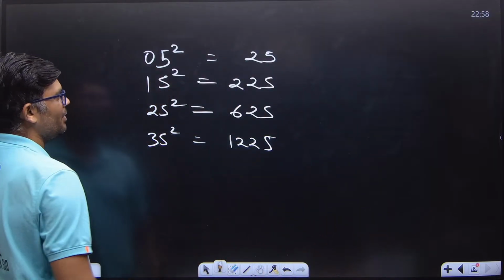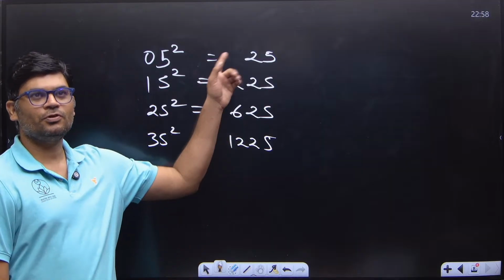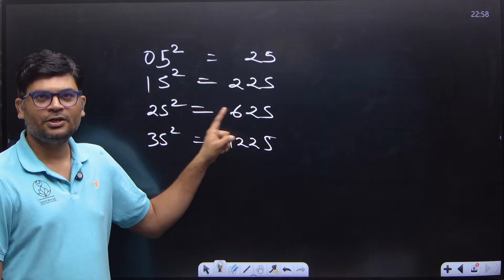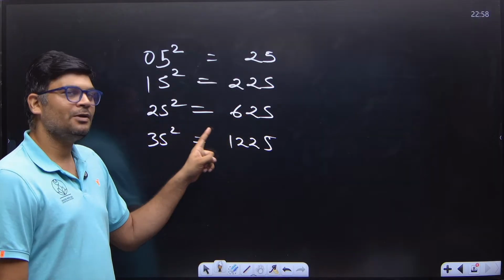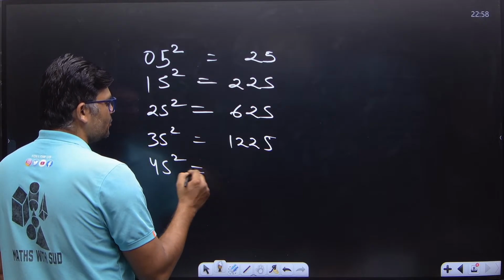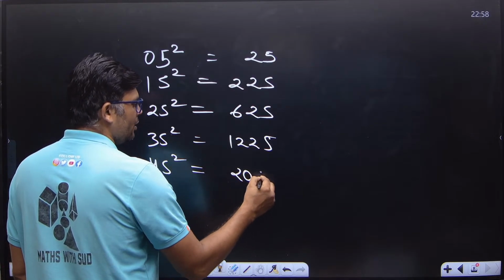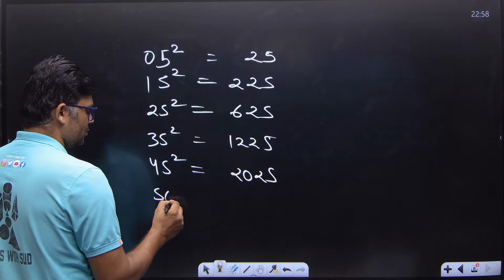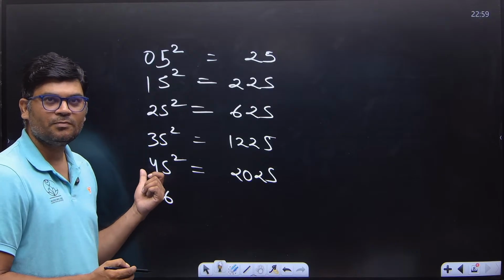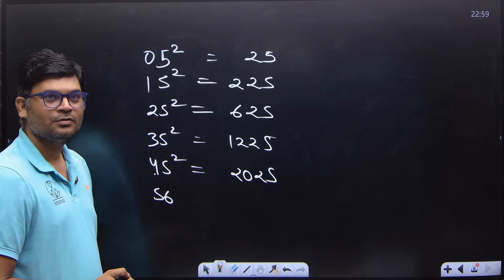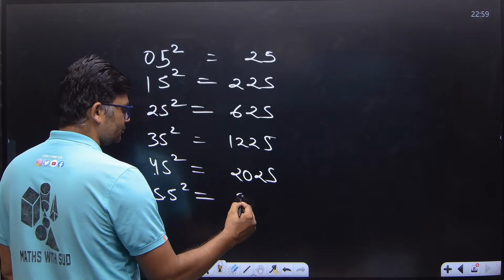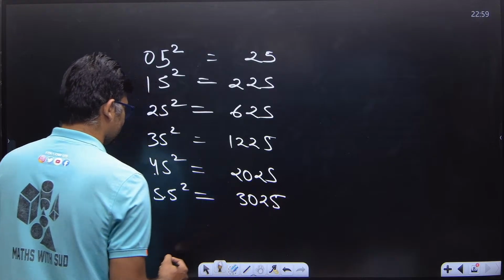So 0 is multiplied by 1, and then you write 25, that is 025. 1 is multiplied by 2 to get 2 and 25. 2 is multiplied by 3 to get 6 and 25. 3 is multiplied by 4 to get 12 and then 25. So if I ask you what is 45 squared, 4 is multiplied by 5 to get 20, so 2025. What is the consecutive number of 4? 5. So 55 squared is 5 times 6, 30 and 25.